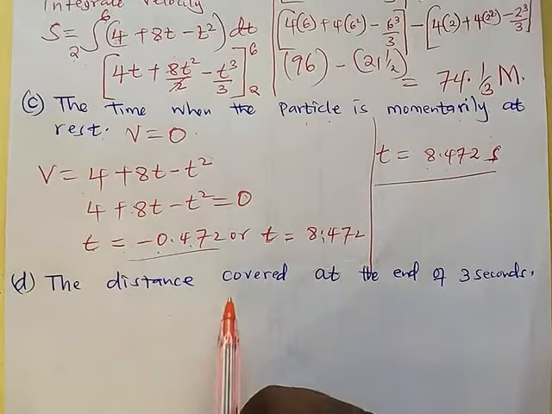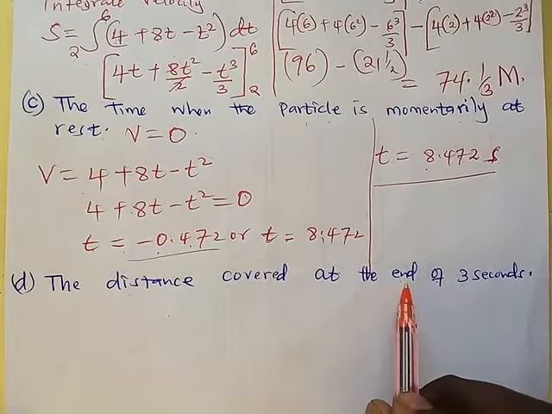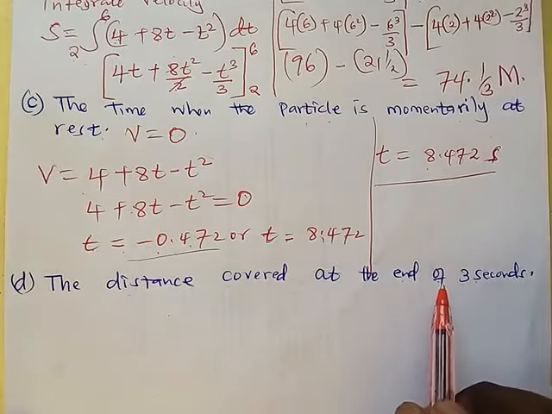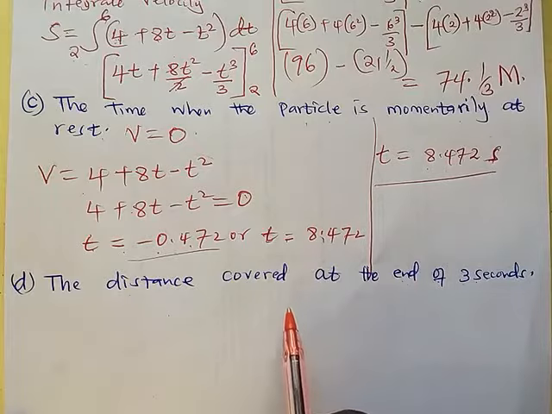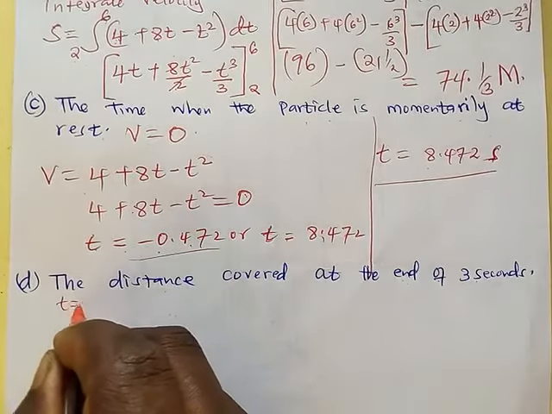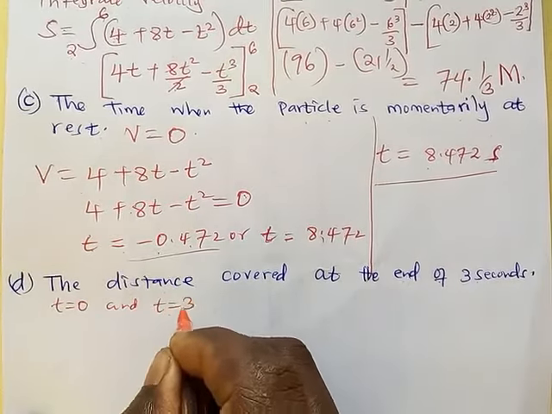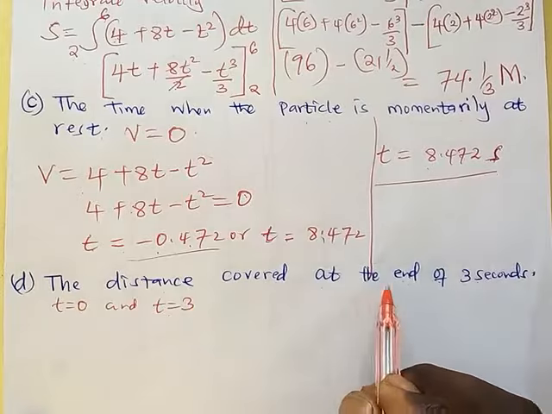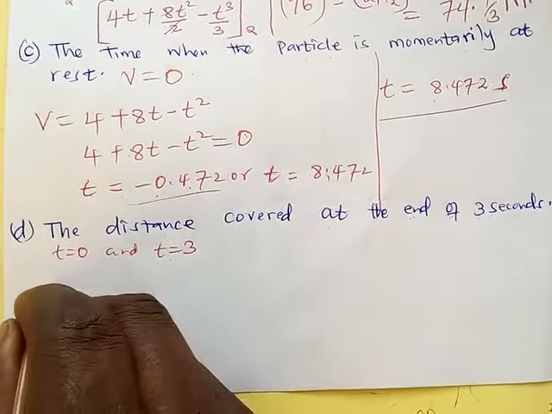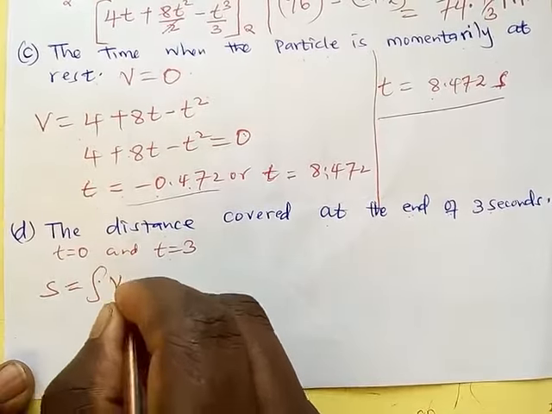Calculate the distance covered at the end of 3 seconds. At the end of 3 seconds, this means you find the distance between time equal to 0 and time equal to 3, because it is covered at the end. So we know distance s equal to the integration of velocity dt.